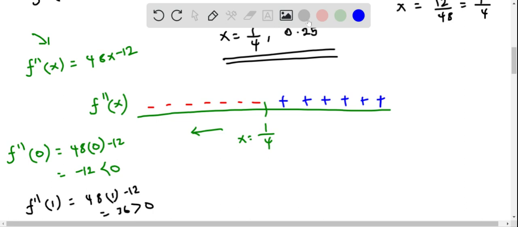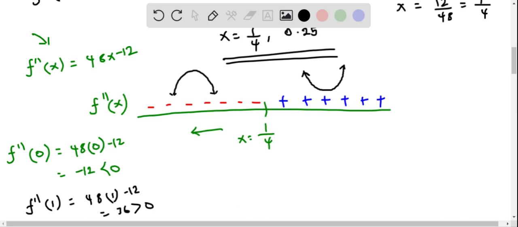And this means we can say that according to the second derivative and the concavity definition, whenever the second derivative is negative, it is concave down. That is, the graph will look something like this. And whenever it is positive, it is concave up. So the graph will look something like this. That is, it is opening upwards.